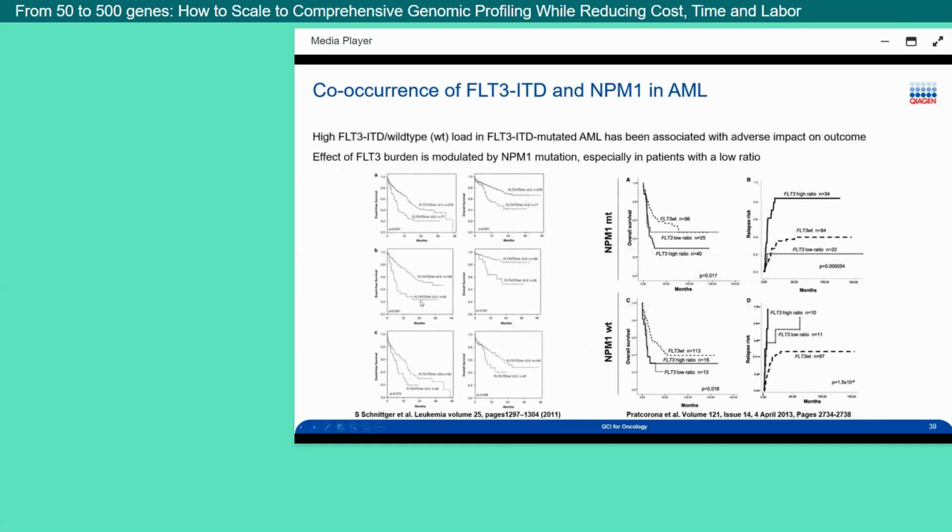Now, the prognostic evaluation of AML is not only dependent on the combination of FLT3-ITD and NPM1, but also on the FLT3-ITD allele ratio. An FLT3-ITD to wild type ratio of above 0.5 confers an independent adverse impact on event-free survival as well as overall survival.